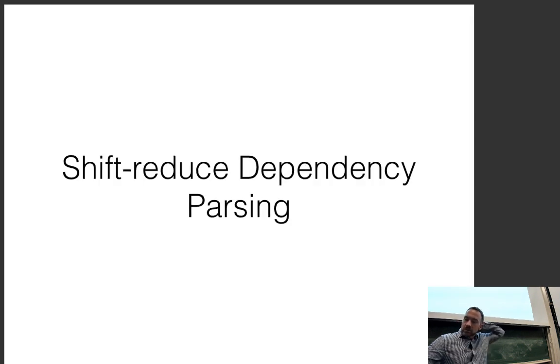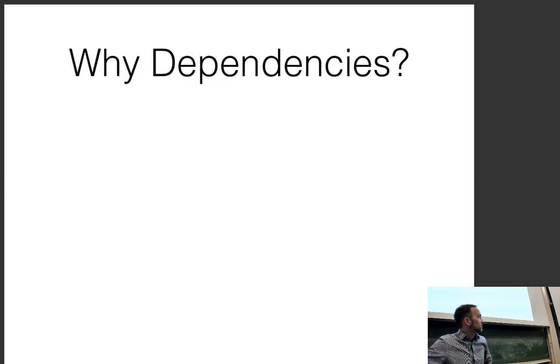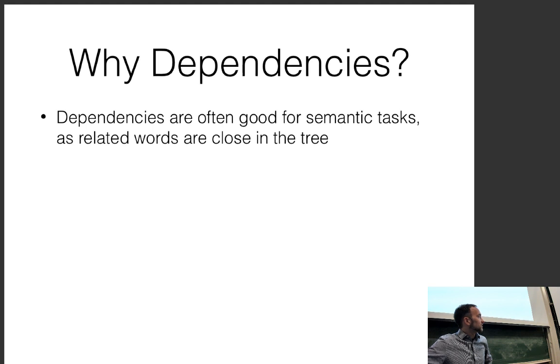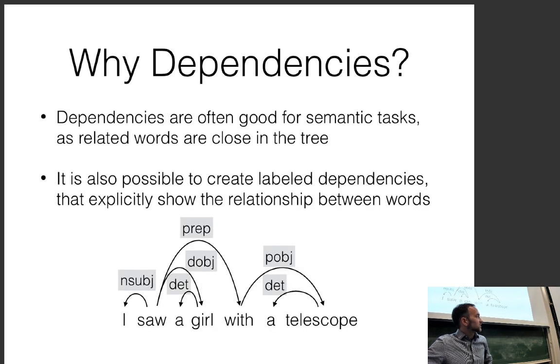So for shift-reduce dependency parsing, this was covered in the reading a little bit. First, why dependencies? So dependencies are often good for semantic tasks, as related words are close in the tree. And it's also possible to create labeled dependencies that explicitly show the relationships between words. Another reason why people use dependencies is they found it a lot easier to annotate dependencies for languages other than English that have more complicated word order or structure.